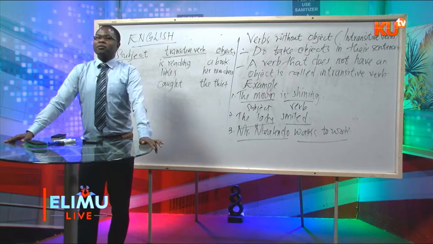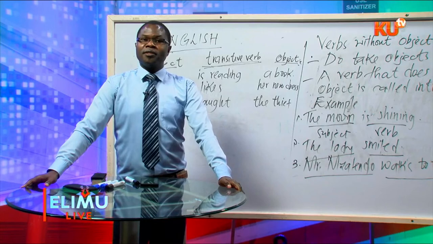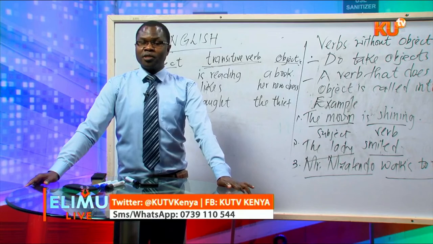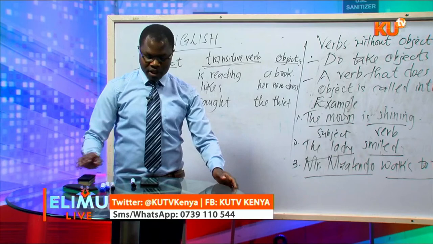Whenever we talk about sentences, we have verbs without objects. They are called intransitive verbs and they are also used in communication. And then we have verbs with objects. They are very commonly used. They are called transitive verbs. So having said that, I want us to look at other sentences.